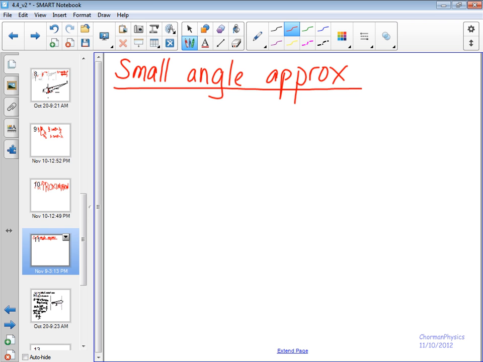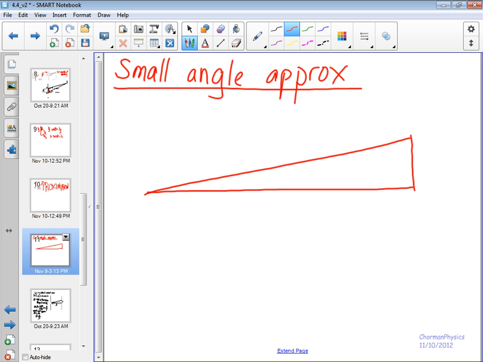With our small angle approximation, think about our unit circle. What is this hypotenuse going to be equal to? It's the unit circle, so 1. This right here is sine theta, and this right here is cosine theta. Now if we assume theta is in radians, what is theta? It is the arc length of the circle with radius 1. So this arc length right here is equal to theta.